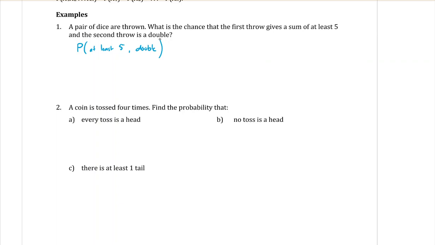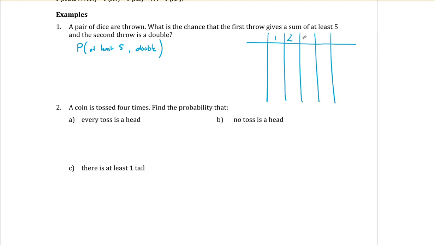Now this is referring to throwing two die, and we've seen in previous exercises that it can be very helpful to draw up a little table showing the outcomes. You may get to the point, or I hope you get to the point, where you're so familiar with this table that you don't need to draw it up.